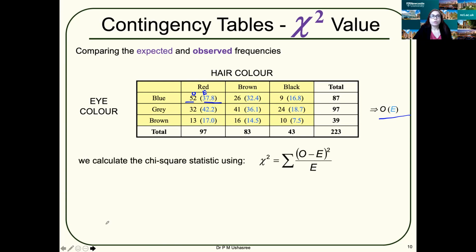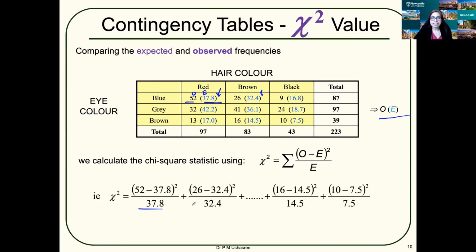Now we can calculate chi-square for each cell by subtracting the expected frequency from the observed frequency, squaring it, and dividing it by the expected frequency. So you calculate for each cell. And I want you to use your calculator and find the value of chi-square. What did you get?